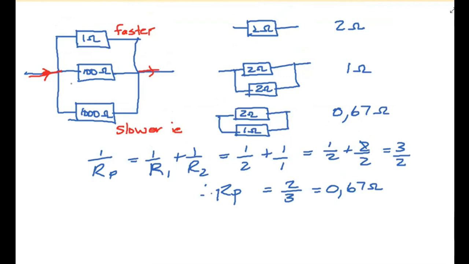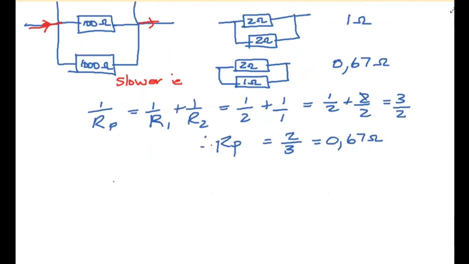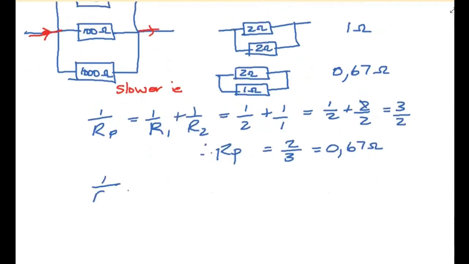So if we take James's example, which is a little bit more mathematics in my head, if we take James's example and we go 1 over 1 plus 1 over 100 plus 1 over 1,000, then that's going to be 1, sorry.